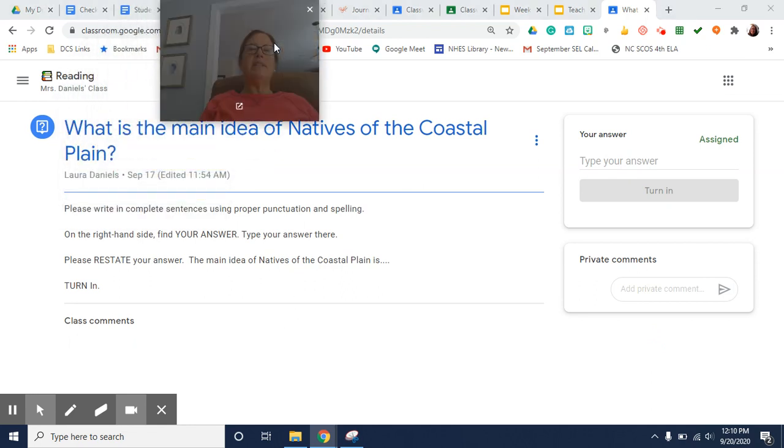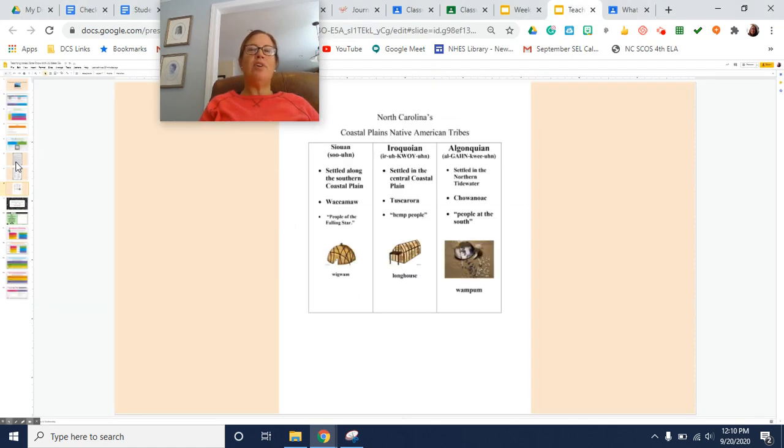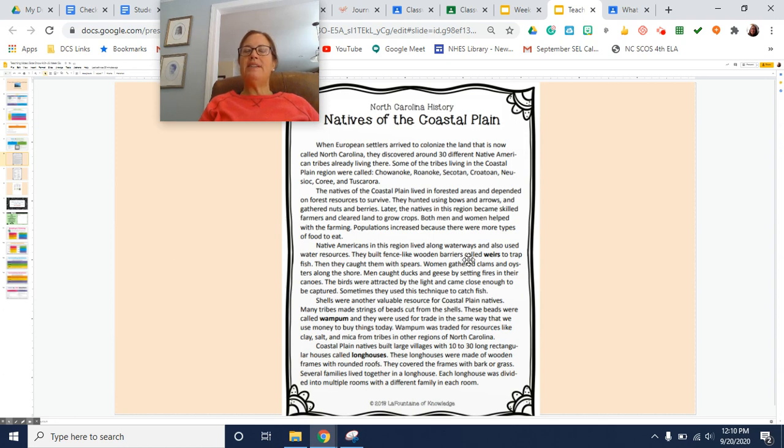Let me see if I can move myself up here. Here is the question. What is the main idea of natives of the coastal plain? So again, the question is, what's the main idea of this article? It's not going to be listed in the article. You have to take all those key details that we answered in 1 through 10, and you have to put them together in a sentence or two that builds a bridge.